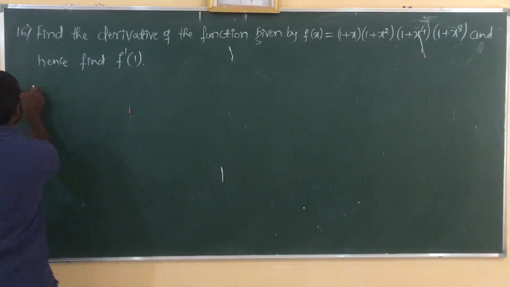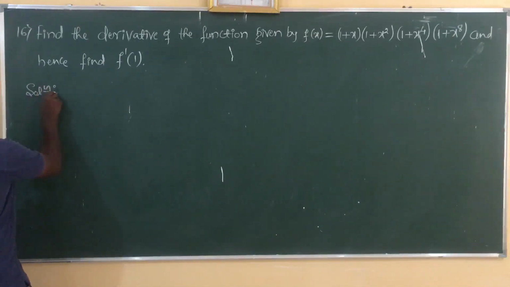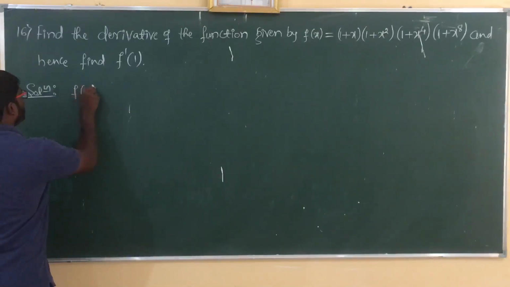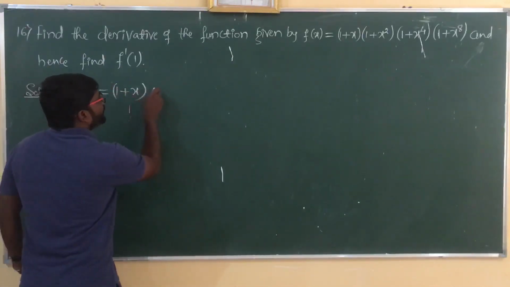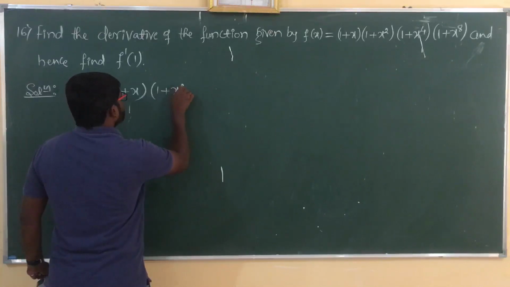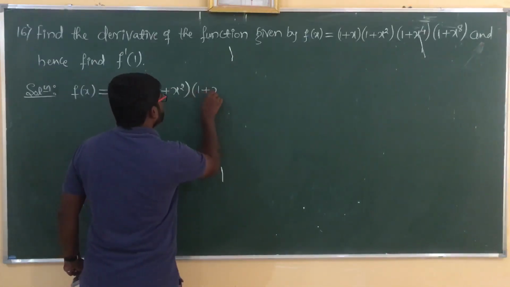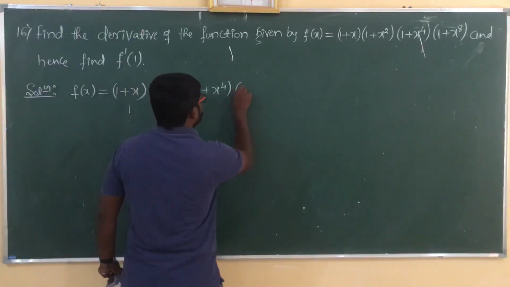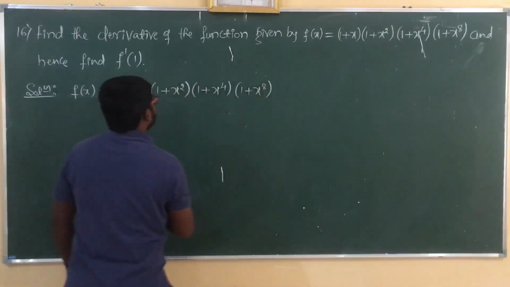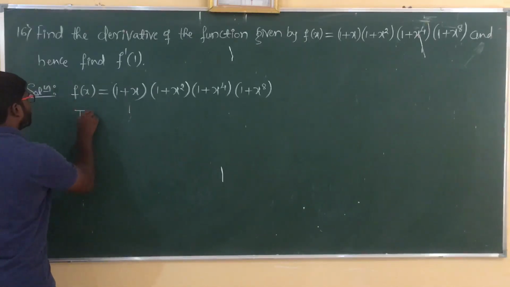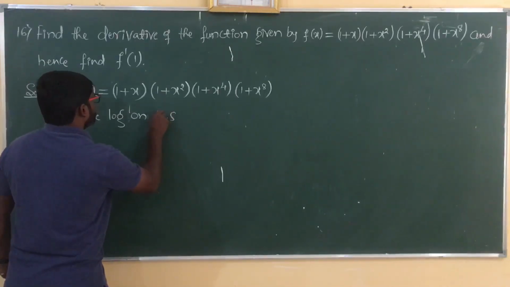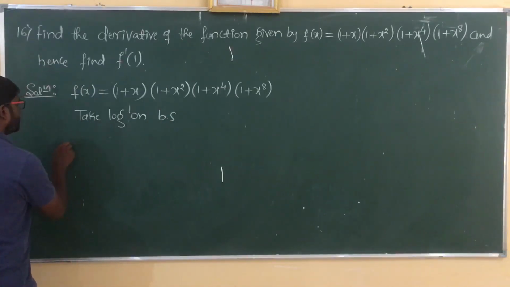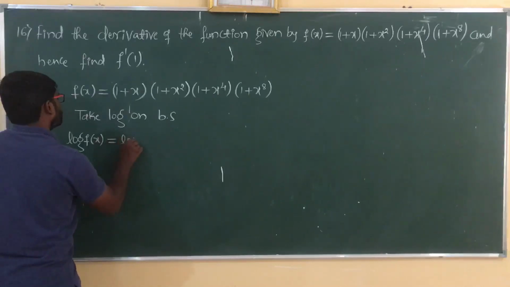So I will write the given function as it is. See here, f of x which is equal to (1 plus x) into (1 plus x square) into (1 plus x to the power 4) into (1 plus x to the power 8). So now see here, take log on both sides. So we get log f of x which is equal to log.